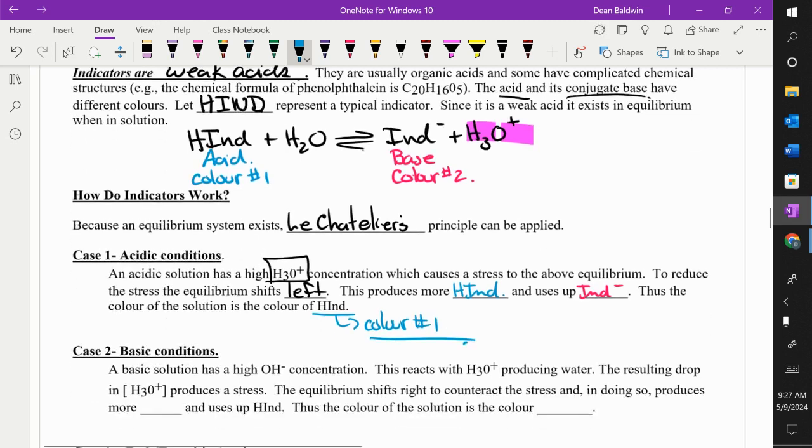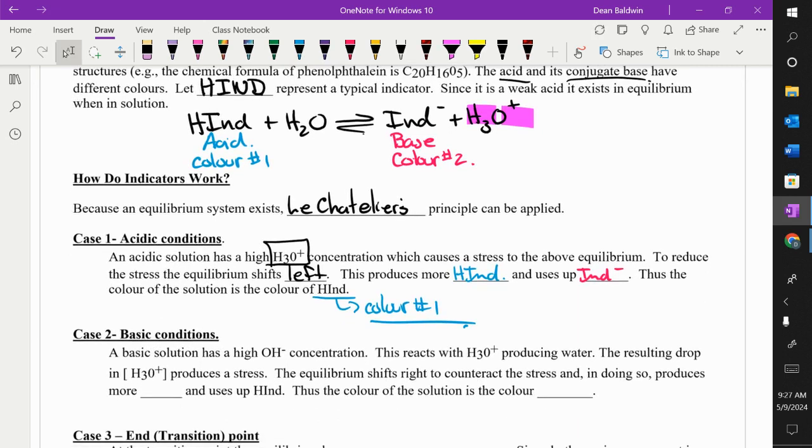So it's the color of HInd, which is color number 1, whatever that is. Now, if we're doing a titration, so that's the beginning of the titration, then we use NaOH in a lot of our titrations. We start to add more base. That is going to react with the H3O+, pull it out of solution, which is going to shift the equilibrium to the right. We get more Ind minus forming, and the color will be that of Ind minus, which is, in this case, color number 2. So the equilibrium shifts this way if you add a base, and if you're adding an acid, it's going that way.